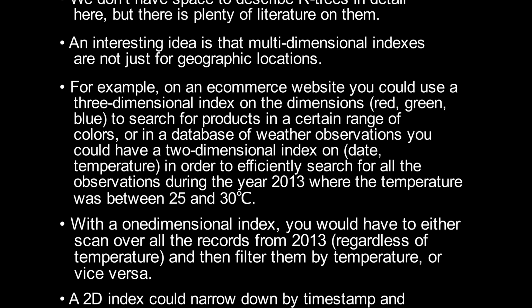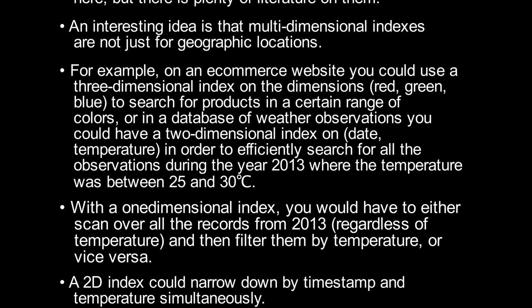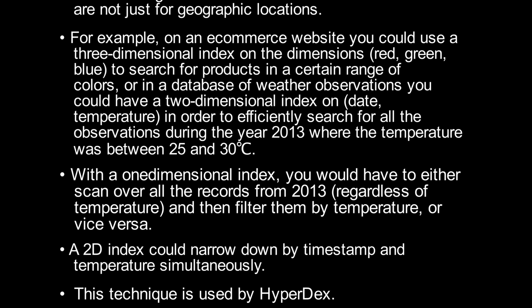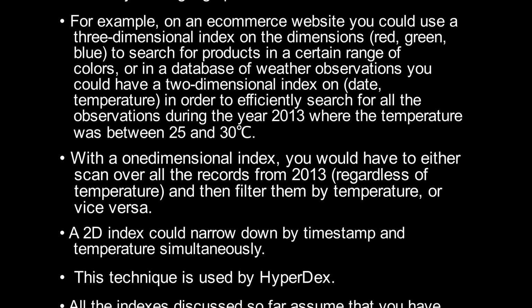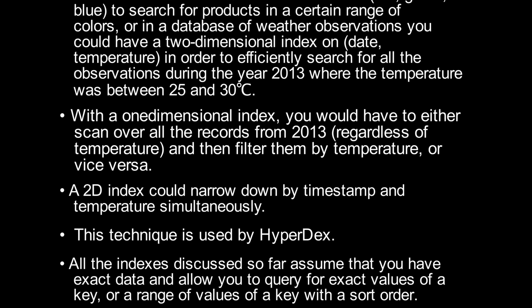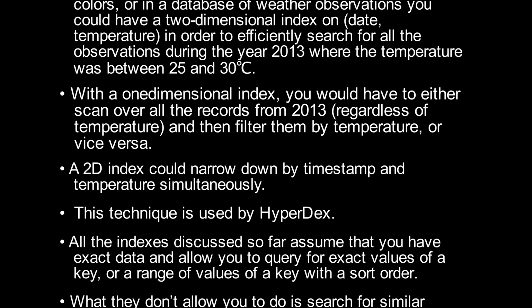With a one-dimensional index, you would have to either scan over all the records from 2013 regardless of temperature and then filter them by temperature, or vice versa. A 2D index could narrow down by timestamp and temperature simultaneously. This technique is used by HyperDex.